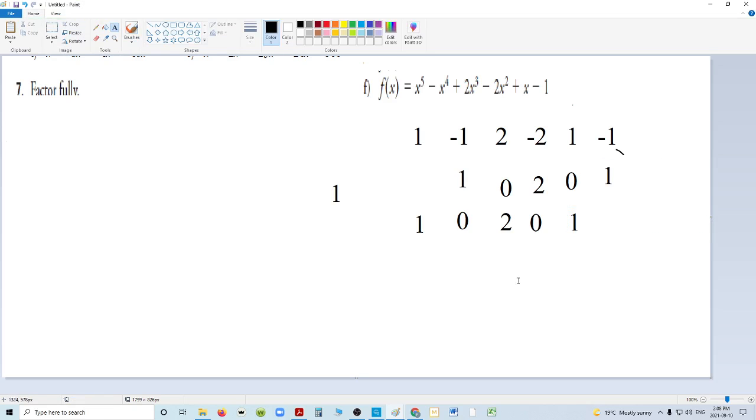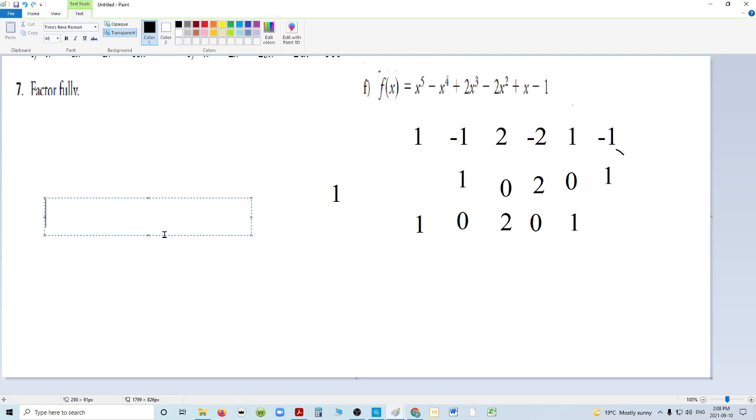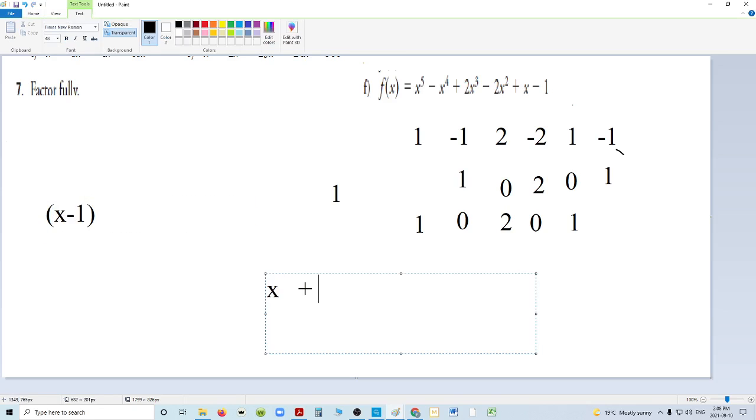There's one. So one of the factors is x minus 1. And that would leave x to the power 4 plus 0x cubed plus 2x squared plus 0x plus 1.